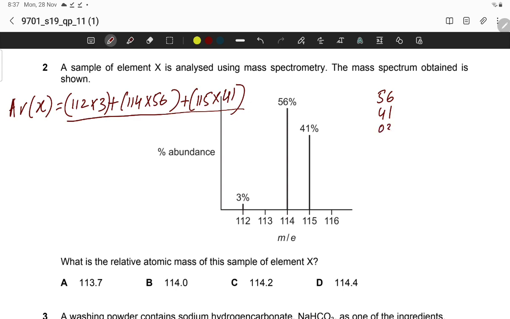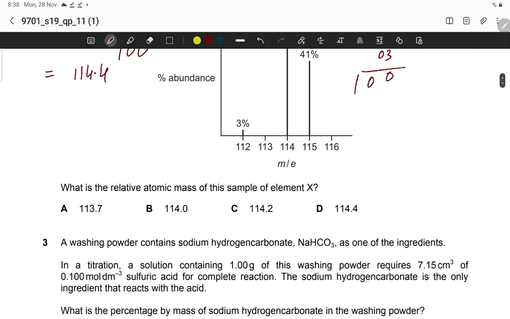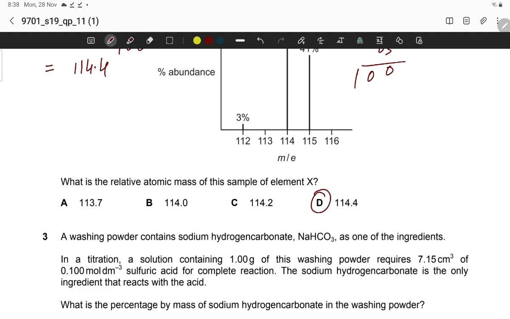41, this is 100, so divided by 100, and this is equal to 114.4. So the relative atomic mass of this sample of element X is 114.4. B option is correct option.